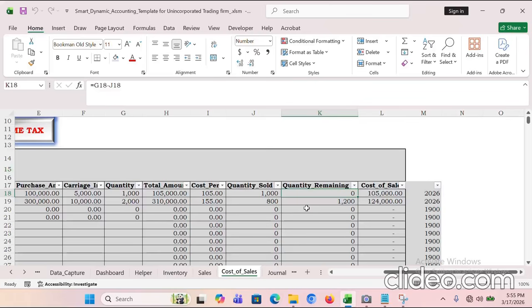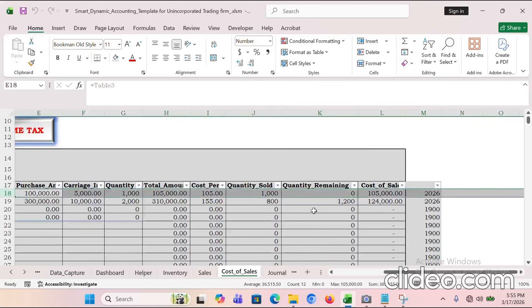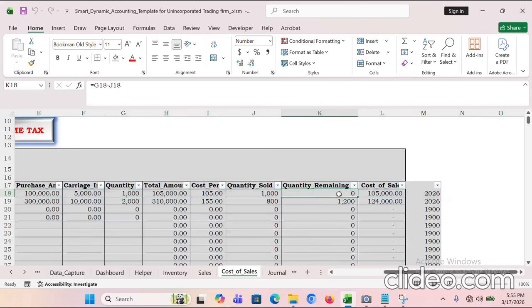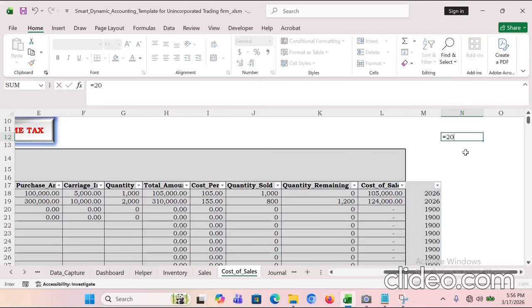But after the second sales, which is 1,000, the smart Excel knew that the 200 units remaining from this first batch had to be exhausted first because we are using the FIFO method. So this 200 units has been exhausted. That's why the total quantity is showing 1,000 here and the quantity remaining is showing 0. So the 200 times 105 will have given us, let's do the computation here, 200 times 105.